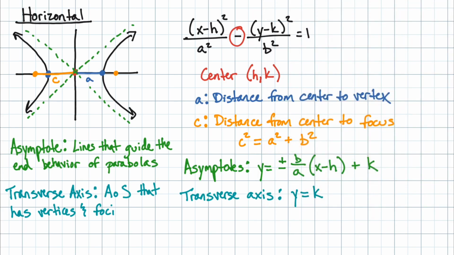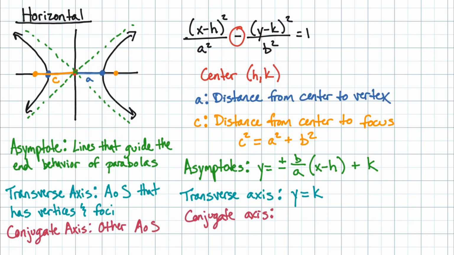Let's do some pink next. Your conjugate axis is just the other axis of symmetry. So that would just be down the middle there. That's a vertical line, so that's going to be at x equals h, where the center is. Okay, that is a lot of information.